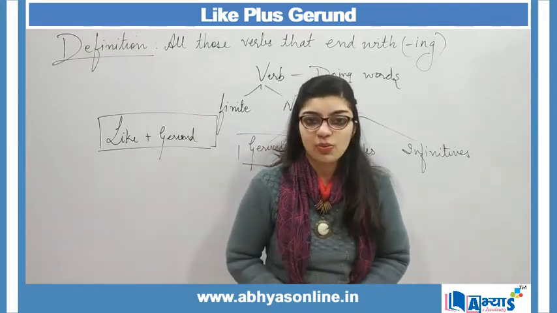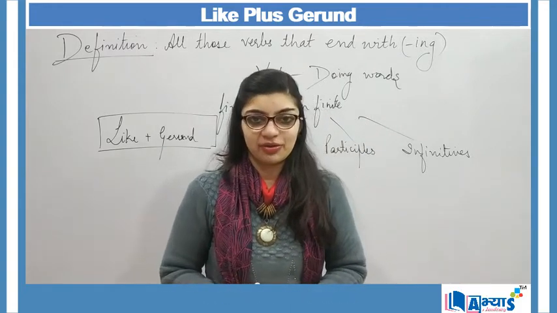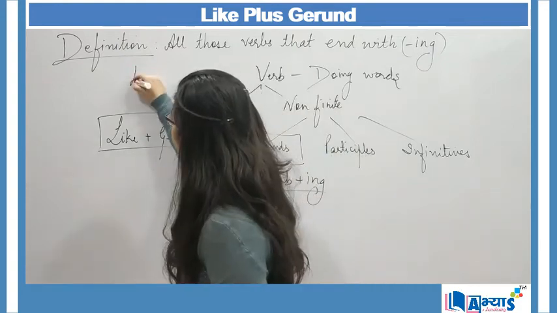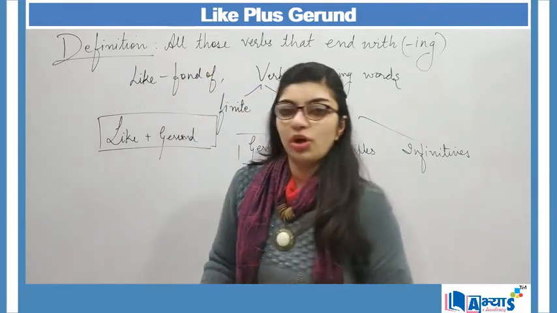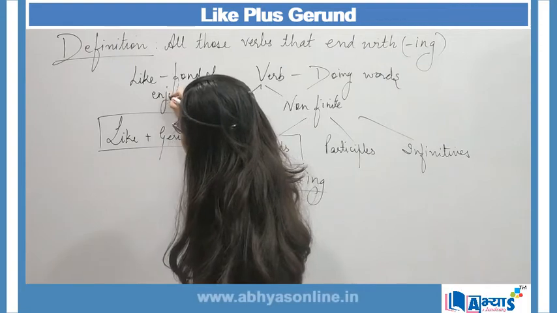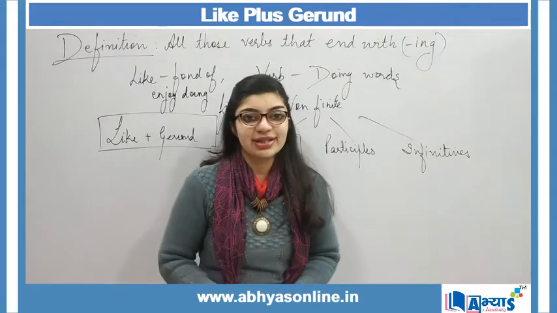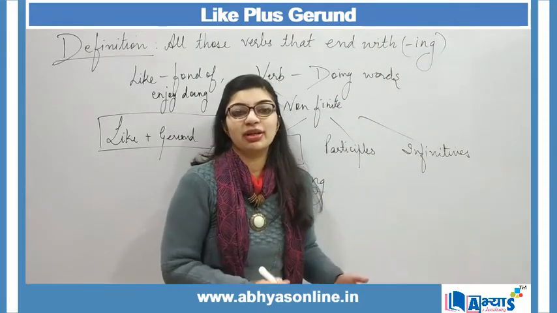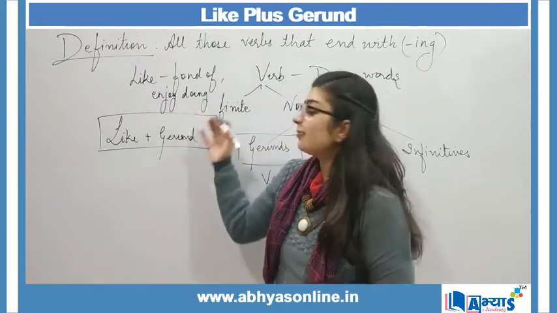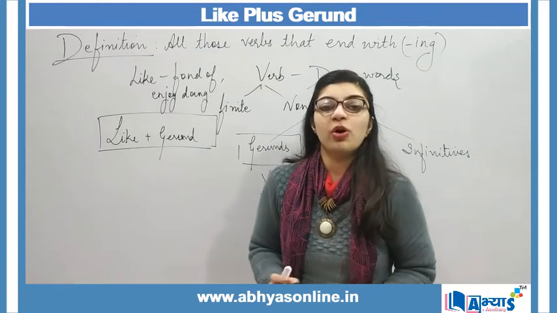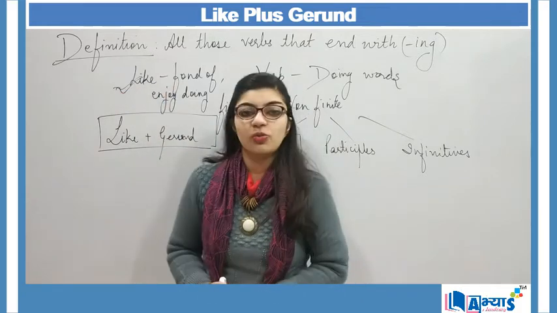Now whenever I use the word like, it means that I am fond of something or I love something, right? So the meaning of like is that I am fond of something or I enjoy doing something. If I describe any kind of hobby, I say I like swimming, I like playing badminton, I like listening to songs. So it means that I am fond of listening to songs, I am fond of swimming, I enjoy swimming. So for that case, we make use of the word like.